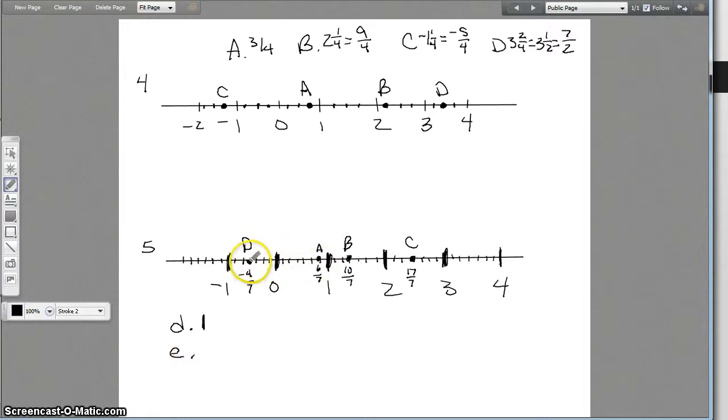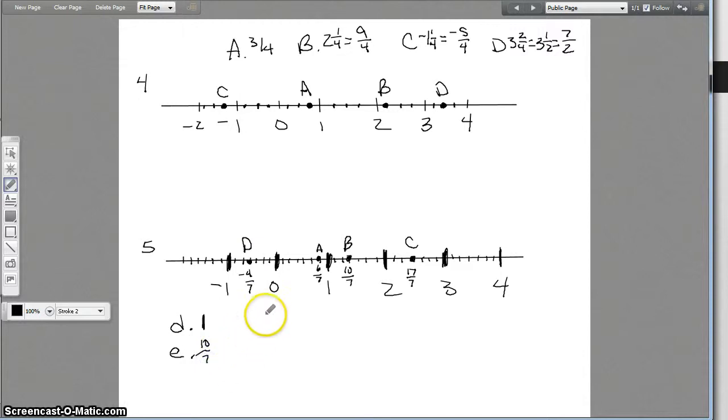Now part E says find the distance between points D and A. So that's the distance between -4 sevenths and 6 sevenths. You can actually go and count all of these. We know the distance between 6 sevenths and 0 is going to be 6 sevenths. 7, 8, 9, 10 sevenths is going to be the distance between them.